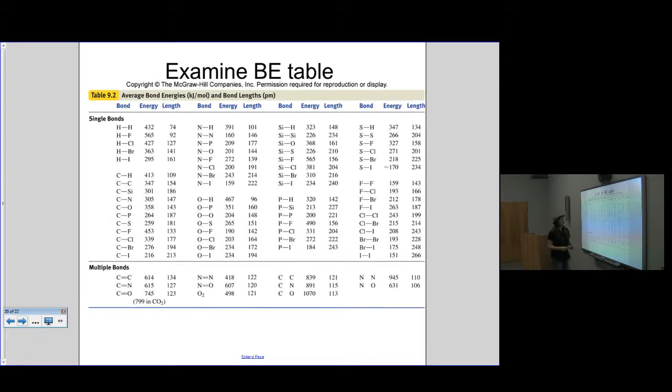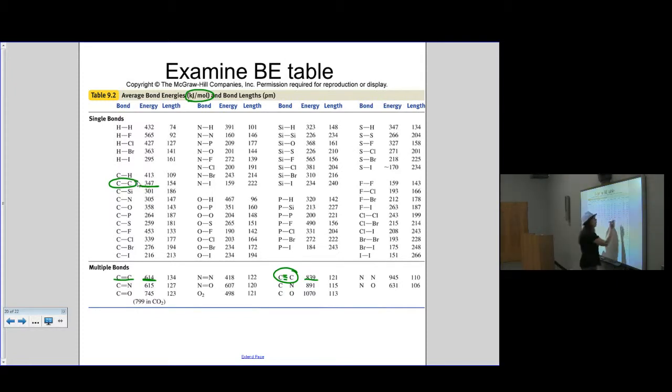Let me look at this bond energy table. This is in your book in chapter 9. For example, here's a carbon-carbon single bond. It has a bond energy of 347, and that's kilojoules per mole for all of these. Here's a carbon-carbon double bond, and it has a higher bond energy, which shouldn't be very surprising. And here's a triple bonded carbon-carbon, and it has a much higher energy at 839 kilojoules per mole.